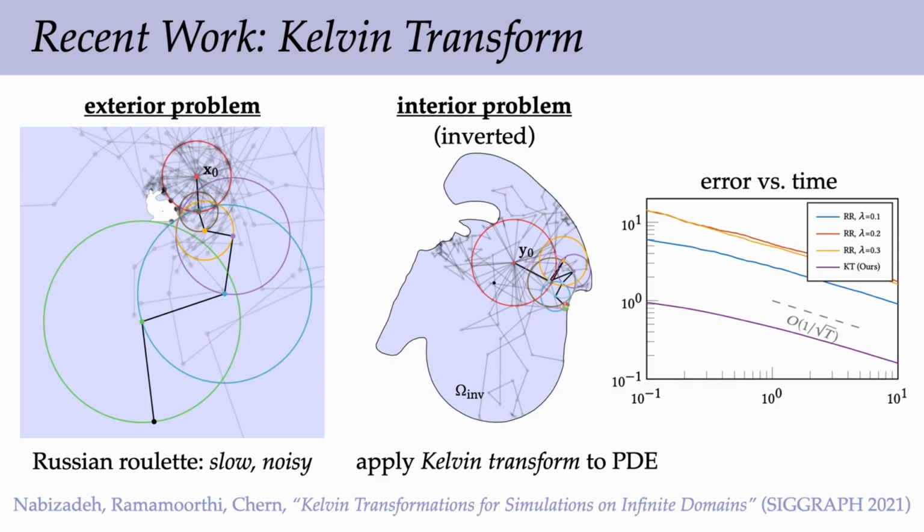One thing I can do is let my random walks wander around, and if they get too far from the domain boundary, I just kill them off. But this is pretty slow and noisy. So a beautiful observation is that we can apply what's called a sphere inversion to turn this exterior problem into an interior problem if we also know how to transform the corresponding PDE. And that makes everything much more efficient.